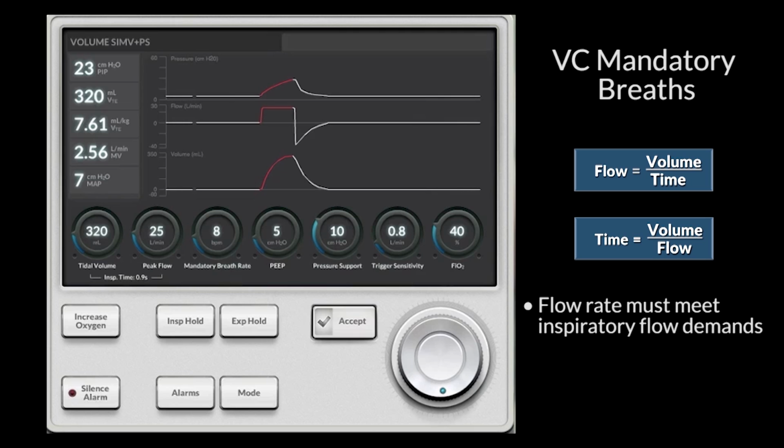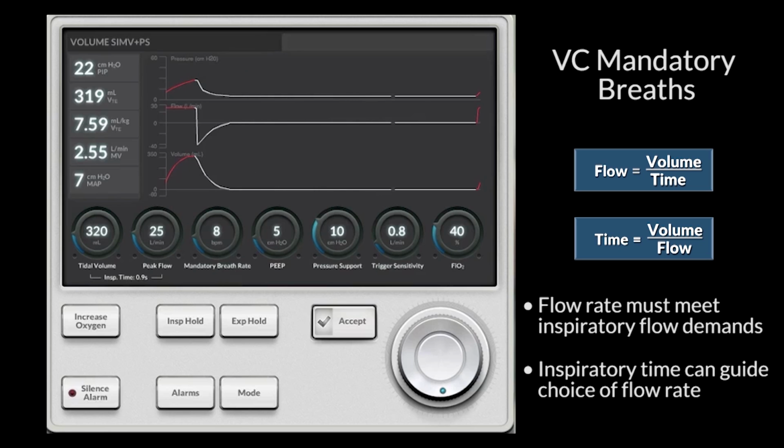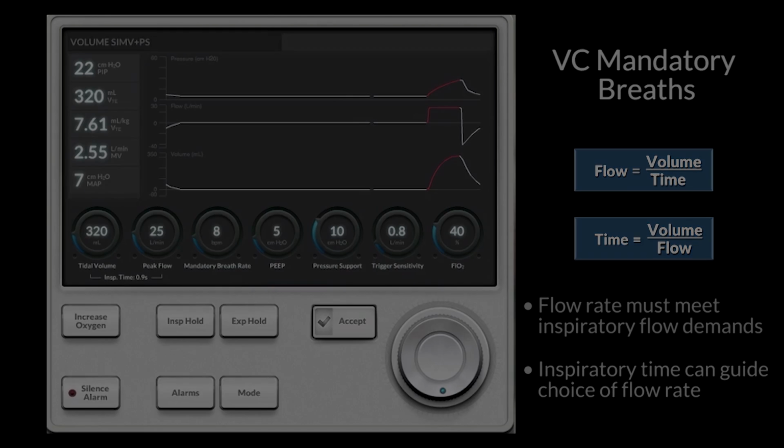The set flow rate in any case needs to be adequate to meet the patient's inspiratory flow demands. Because even ventilators where flow is set directly, oftentimes will now calculate and display the inspiratory time. Inspiratory time can be used as a guide for the choice of flow rate. A range of appropriate inspiratory times will be discussed a little later in the presentation.